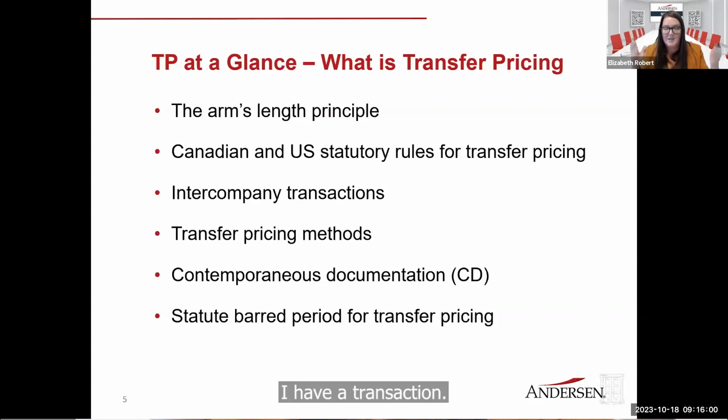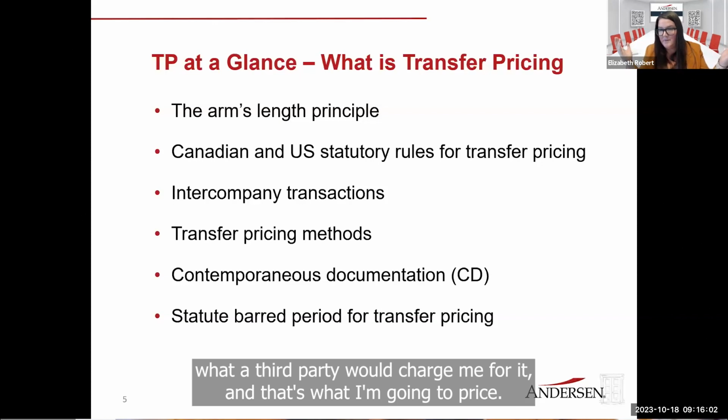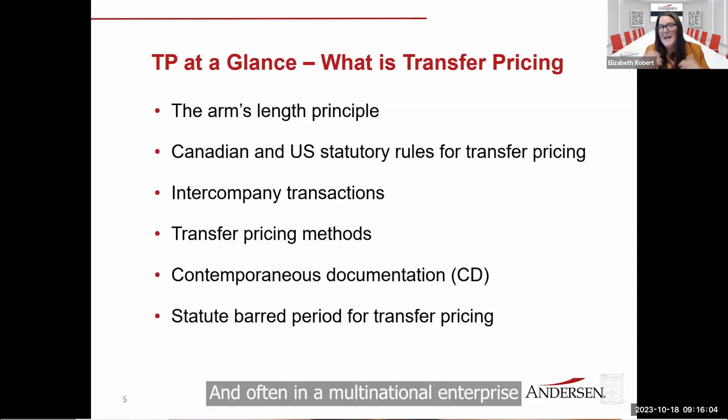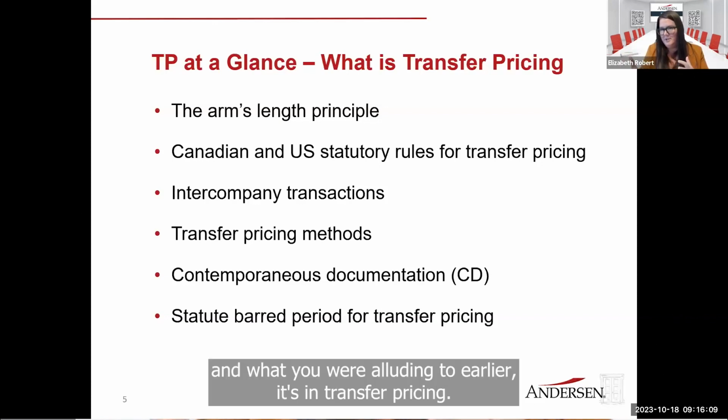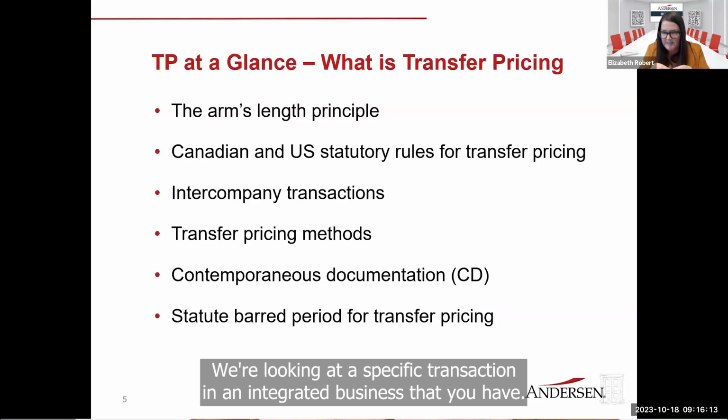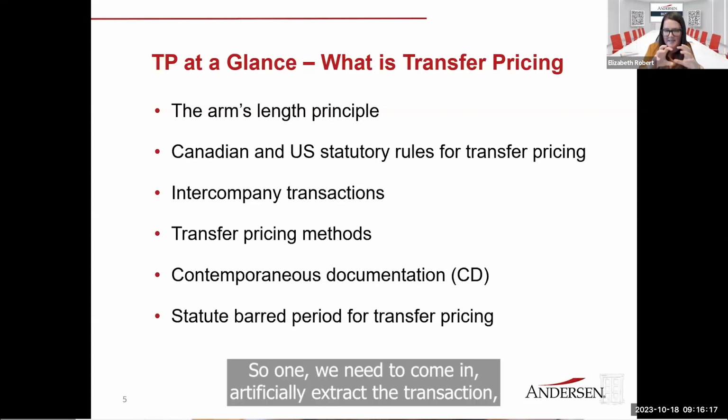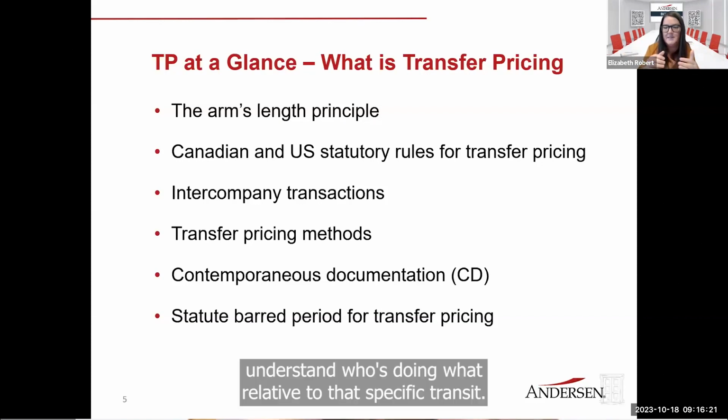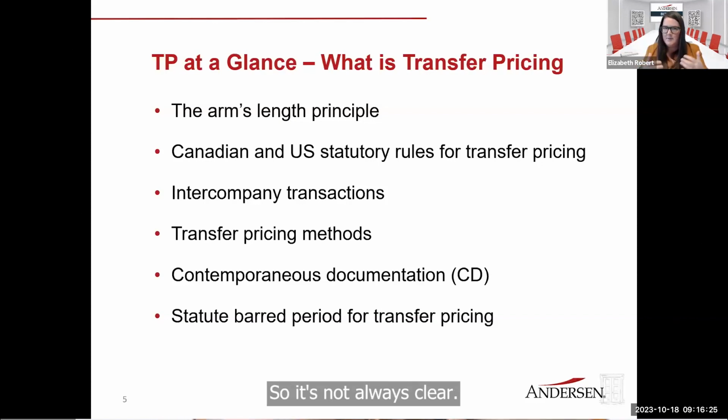I have a transaction, I just need to figure out what a third party would charge me for it, and that's what I'm going to price. And often in a multinational enterprise, and what you were alluding to earlier, in transfer pricing, we're looking at a specific transaction in an integrated business. So one, we need to artificially extract that transaction, understand who's doing what relative to that specific transaction. So it's not always clear.